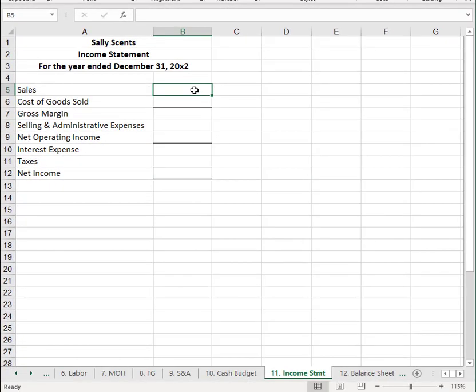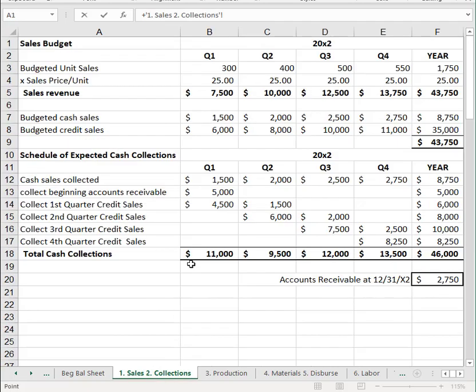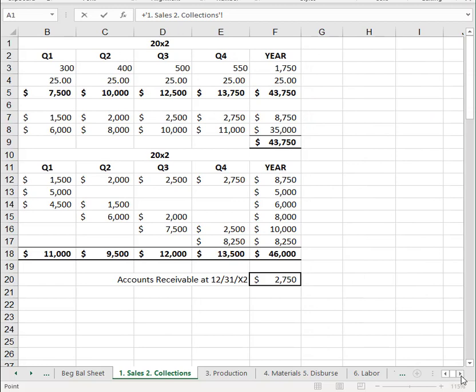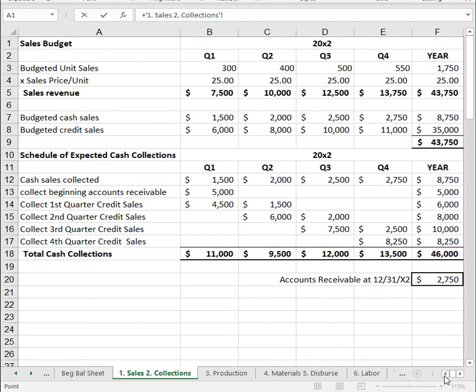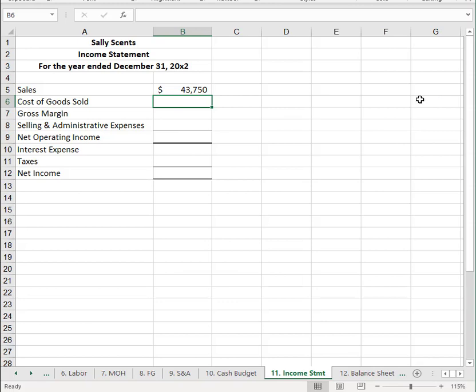We're going to be linking to prior activity. All right, so sales, it's going to be on our sales tab, and here we want sales in dollars, not in units. The income statement is reported in dollars. All right, let's go over here. Here we go. There's our total budgeted revenue. We could click on either cell because, of course, they're the same.